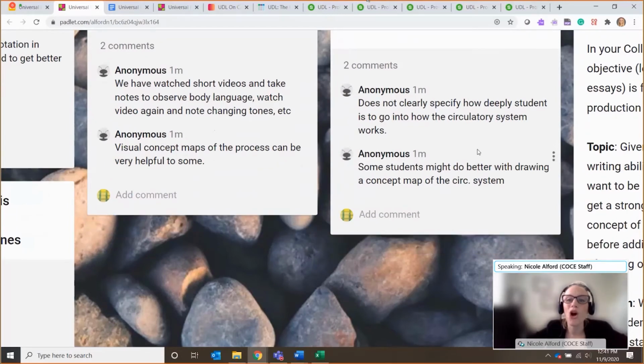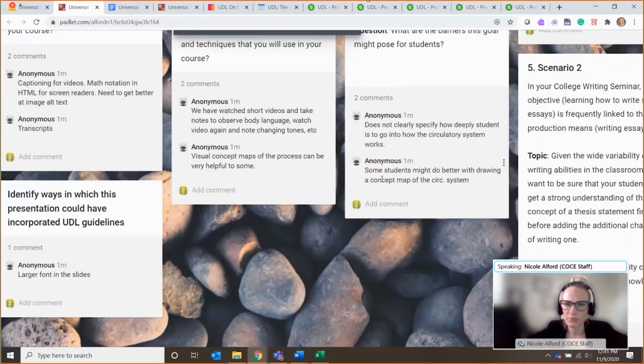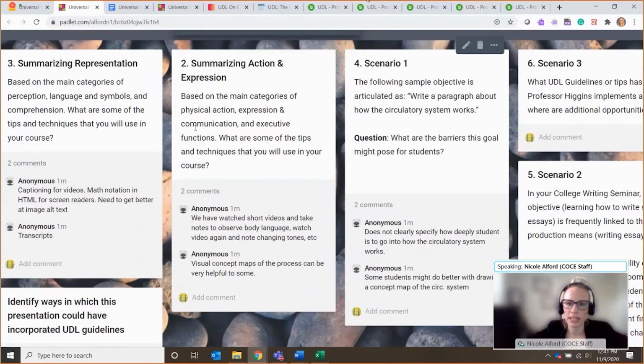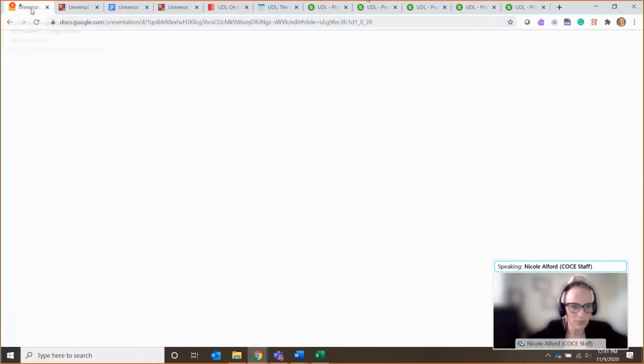Some students might do better drawing a concept map. Yes, exactly. So drawing a concept map would probably get the same outcome. The student would be able to demonstrate that they understand the circulatory system. It may not be a paragraph, but they could enhance their knowledge or their level of understanding through a concept map. Exactly. That was a really great point, and I'm glad we hit on that, because I'm going to go back to the presentation.